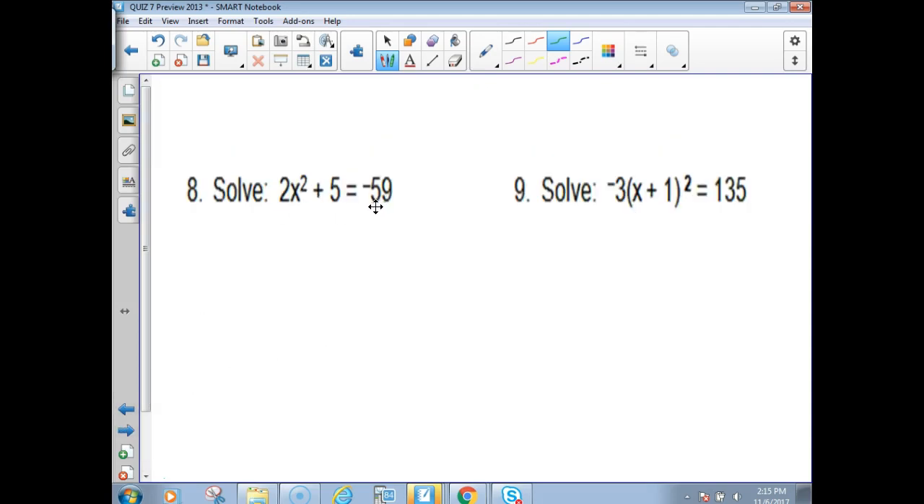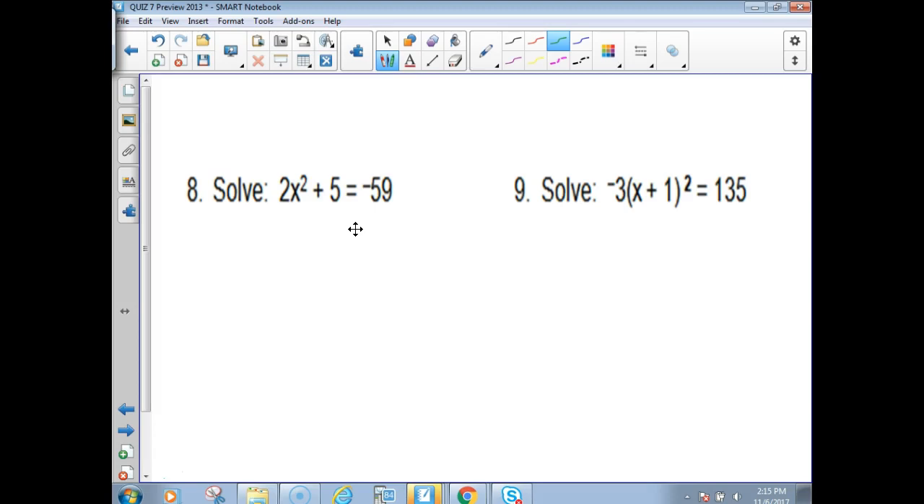Okay, number 8, solve. How would you solve this? What method would you choose to solve? We've done several methods. We've actually done quadratic formula. We've done solving by graphing. We've done the square root method. We've done completing the square. You have to know all of them. What's the best, easiest one to use on this problem?